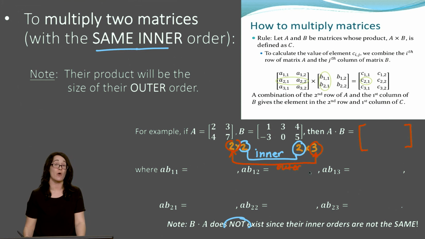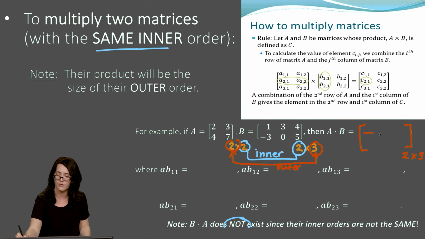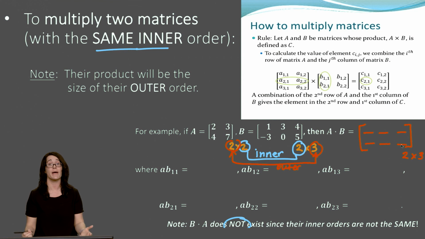So it turns out that the size of my resulting product when I multiply A times B should have 2 rows and 3 columns. So in my template, I'm going to show 2 rows with 3 columns. So there's my template. It's ready to receive my entries.